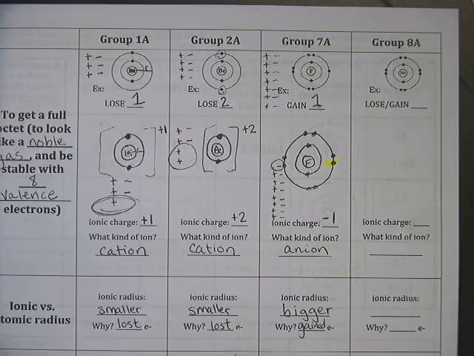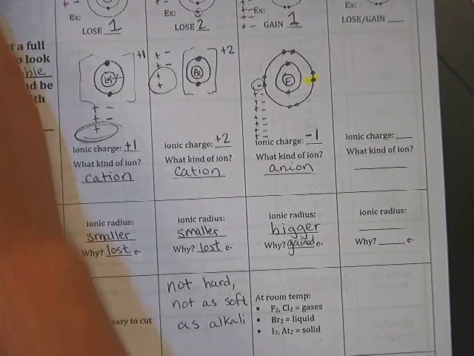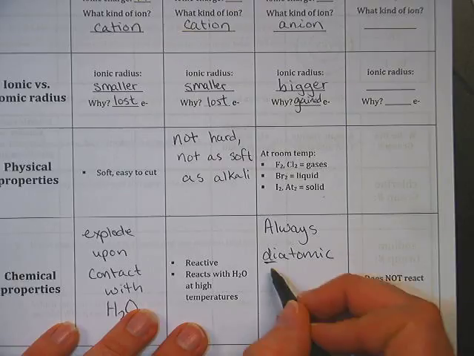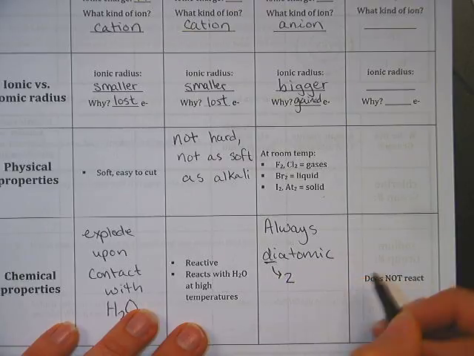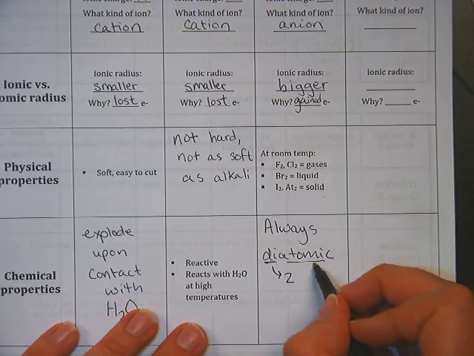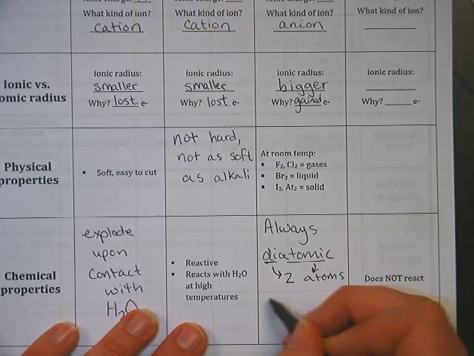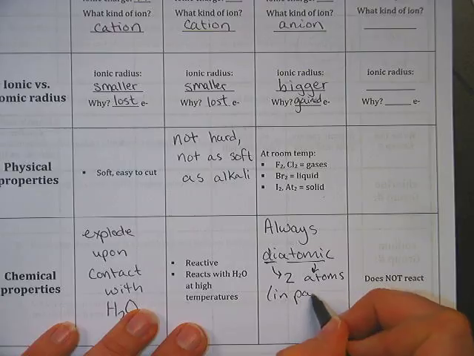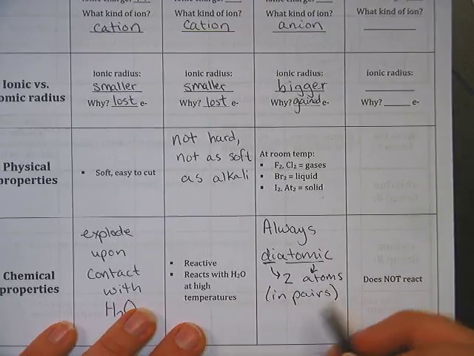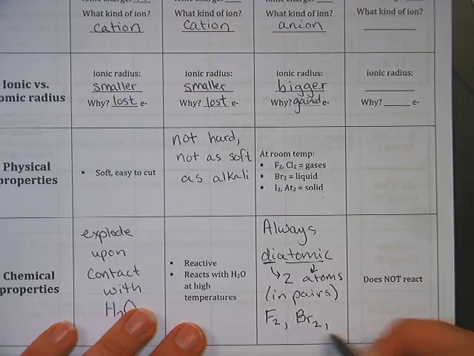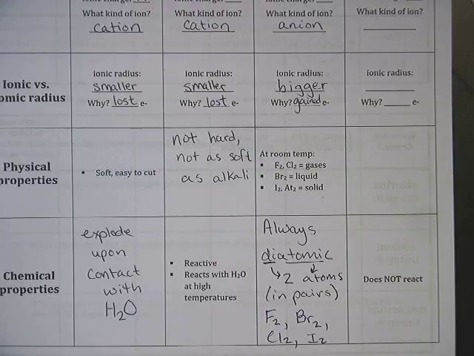What do you think this word diatomic means? What does the prefix di mean? Like two? Two. So diatomic means two atoms. They're always in pairs. So it's F2, or it's Br2, or it's Cl2, or it's I2. There's always a 2.